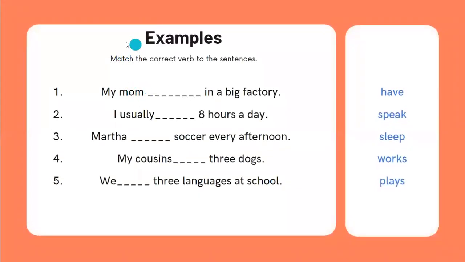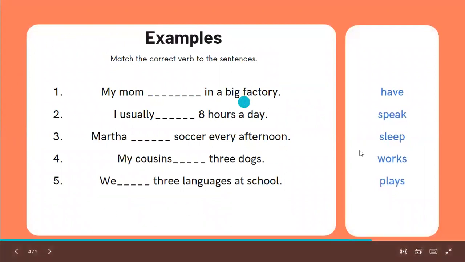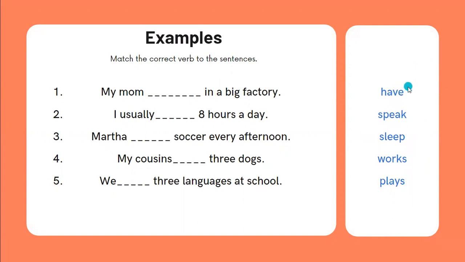And now we have a brief set of examples. Here we have different sentences, and here we have verbs in simple present. Okay, and what we're going to do is match the correct verb to the sentences according to the pronoun that we have in the context of the sentence, okay?